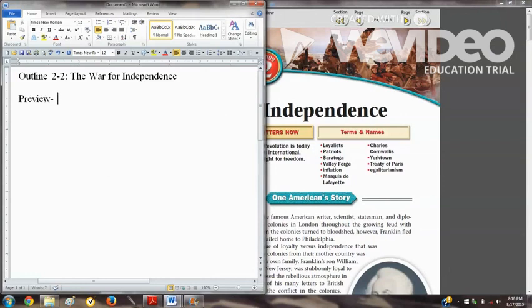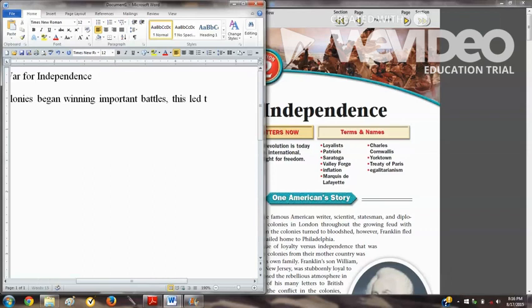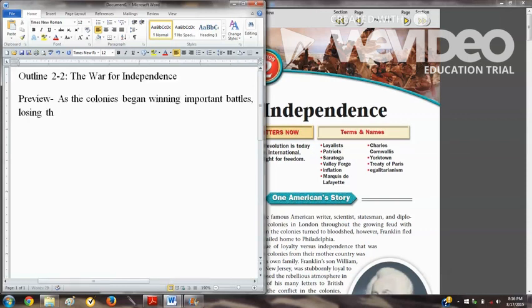put what exactly is our preview. So we got to say something like, as the colonies began winning key important battles, this led to the British eventually losing the war. And you can say it in any way that you want. This is just specifically what I thought.